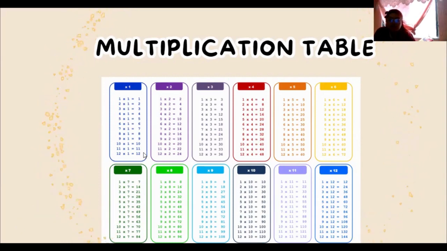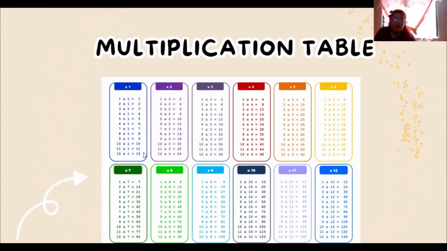11 times table. 1 times 11 is 11. 2 times 11 is 22. 3 times 11 is 33. 4 times 11 is 44. 5 times 11 is 55. 6 times 11 is 66. 7 times 11 is 77. And 9 times 11 is 99. 10 times 11 is 110. 11 times 11 is 121. 12 times 11 is 132.